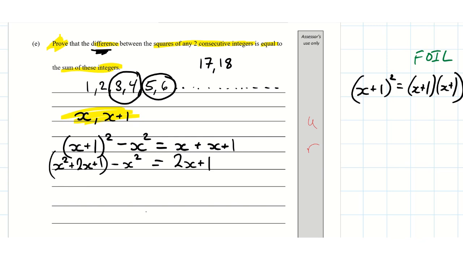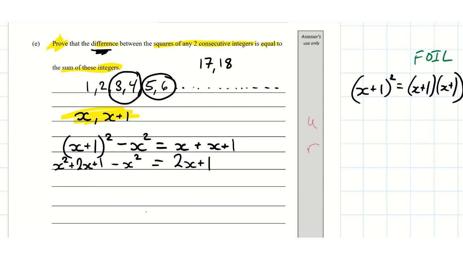And again, we are told in BEDMAS that we have to do everything in the brackets first. But there's nothing we can do. There's no like terms in here. This is different from this, is different from this. So there's nothing we can do, which means that we can just get rid of these brackets. We've done everything in there now.